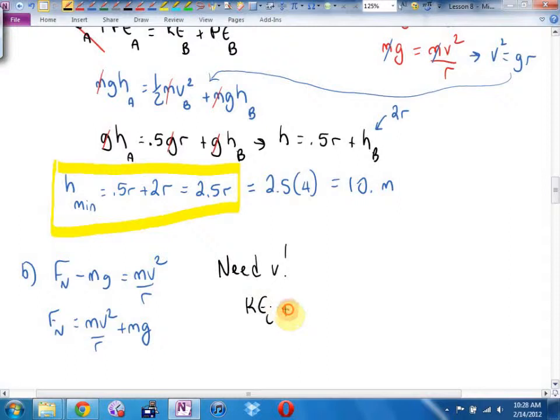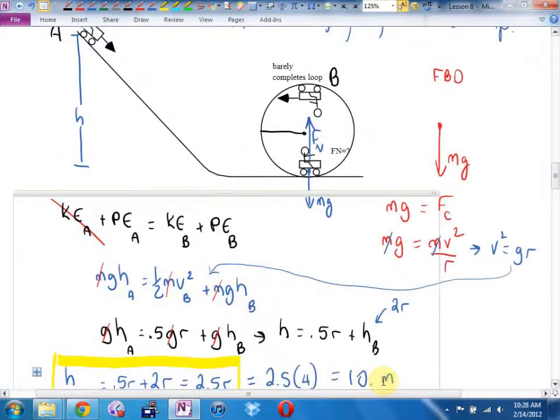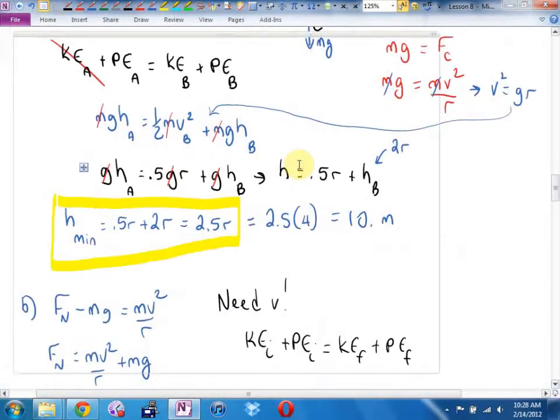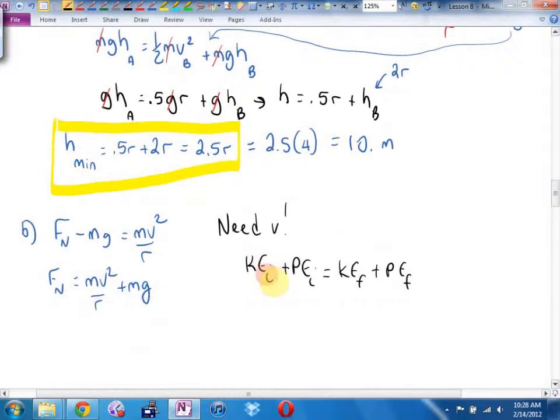Kinetic energy initial plus potential energy initial equals kinetic energy final plus potential energy final. Look up for a second. Let's call right here location C. And what I'm really going to say then is, instead of initial and final, at B at the top of the loop, at C at the bottom of the loop. The kinetic energy and potential energy you have at the top equal the kinetic energy at the bottom. How much potential energy do I have at the bottom of the loop?